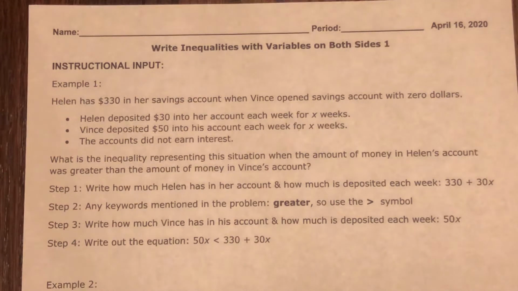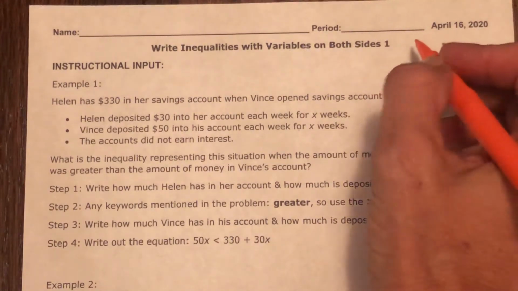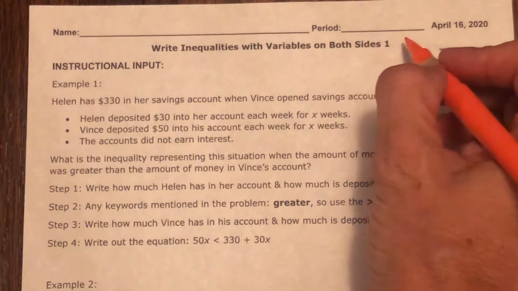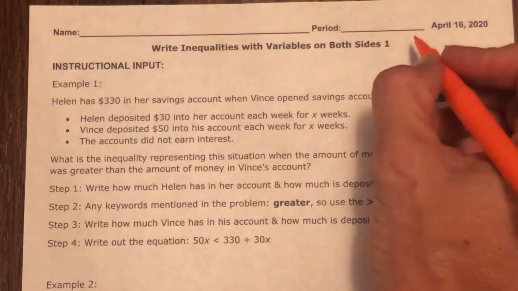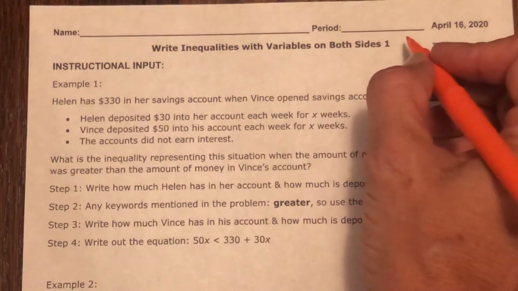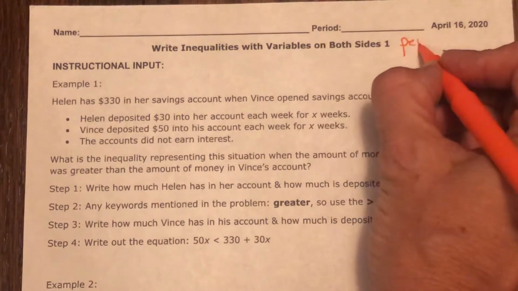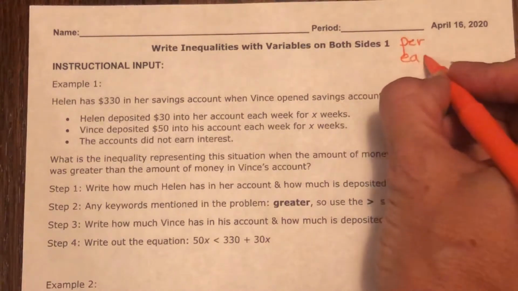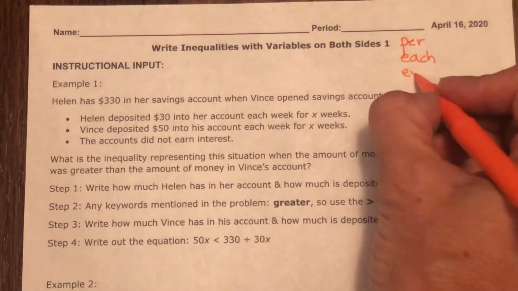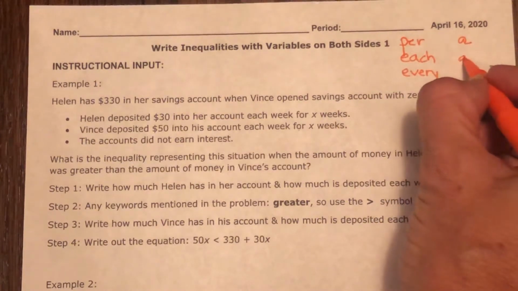In this lesson, we're going to be writing inequalities with variables on both sides. Before we start, though, let's talk about a few little words that we need to be paying attention to as we read these situations. Some of the key words, or what I like to call magic words, that infer that we will be multiplying by a variable are the words per, each, every, a, and an.